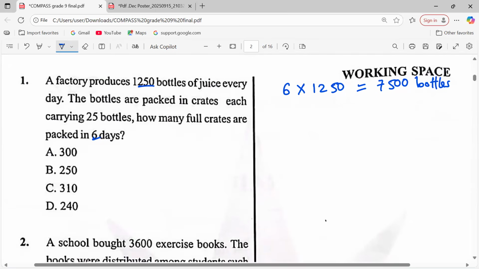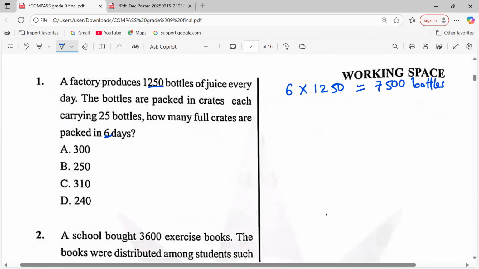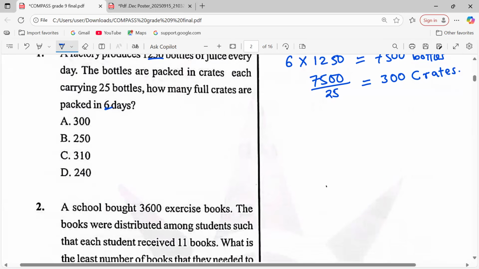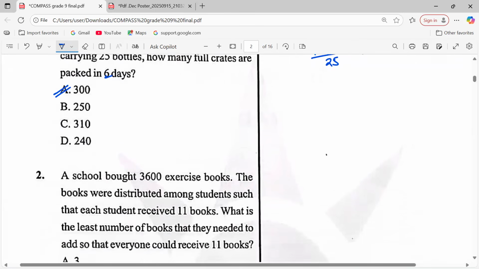From there, we are told that a crate accommodates 25 bottles, meaning that the number of crates can be obtained by taking the bottles that we have, divided by the bottles in a crate, 25 of them. When we divide this, we get 300 crates. Now that we have the choices here, A is the answer.